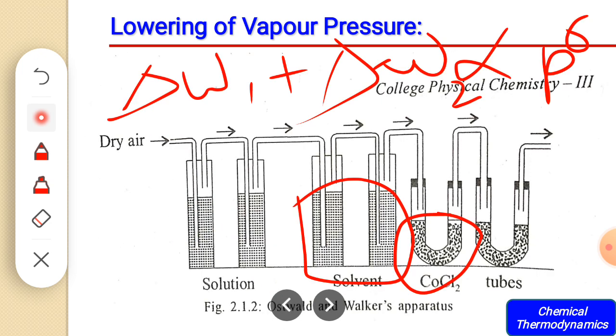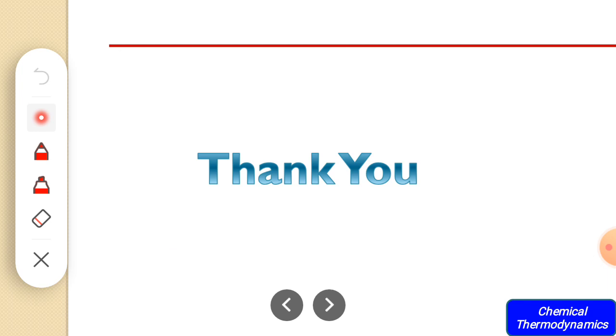So this is a very simple method known as the Ostwald and Wacker method, and this apparatus is also known as the Ostwald and Wacker apparatus, which is used for the measurement of lowering of vapor pressure. Dear friends, in this part of the video we talked about lowering of vapor pressure and relative lowering of vapor pressure, how relative lowering of vapor pressure depends upon the composition of the solution, which is given by Raoult's law, and finally the measurement of lowering of vapor pressure with the static method and the dynamic method.